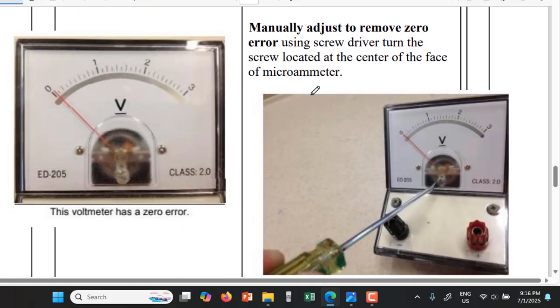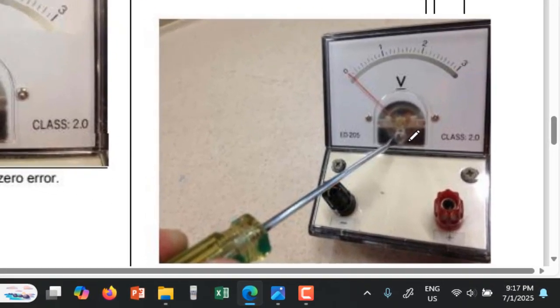Or, you might also take this precaution di mana you use a screwdriver, you manually adjust to remove the zero error. So how you are going to manually remove the zero error supaya jarum pointer warna merah ni kembali kepada kosong? Apa you boleh buat adalah you gunakan screwdriver, you turn the screw located at the center of the face of the milliammeter ataupun voltmeter ataupun ammeter. Okay, so anda boleh pusingkan skru dekat tengah-tengah ni sehinggalah pointer tu betul-betul align kepada kosong. So anda akan hilangkan zero error.